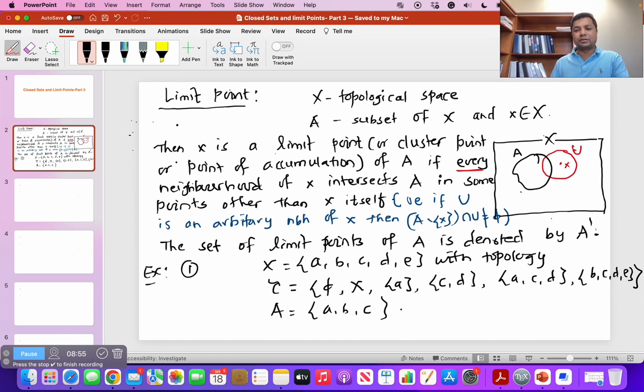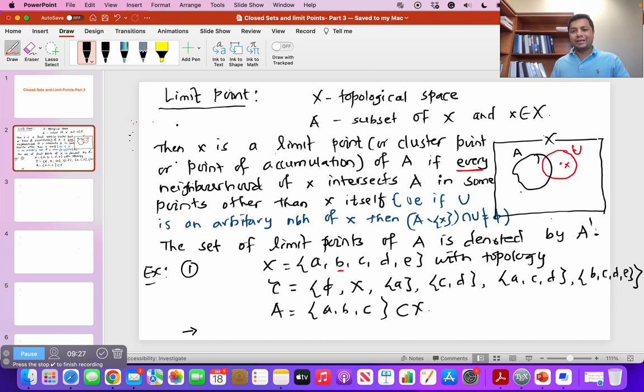This is obviously a subset of X. Now we're going to figure out which points of X are limit points of this set A, which is the subset of X, and which are not. Okay, now let's start investigating with B. Here we're going to use that definition. We are trying to figure out whether B is a limit point of the set A or not.